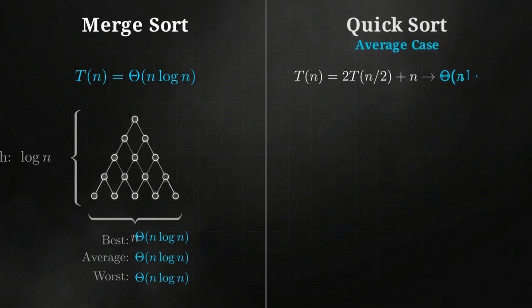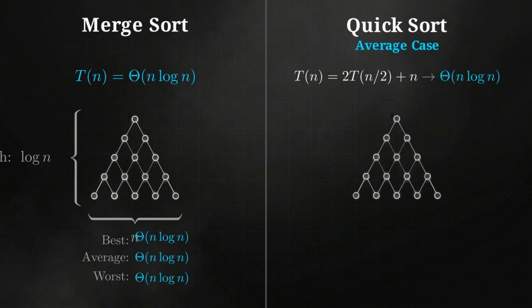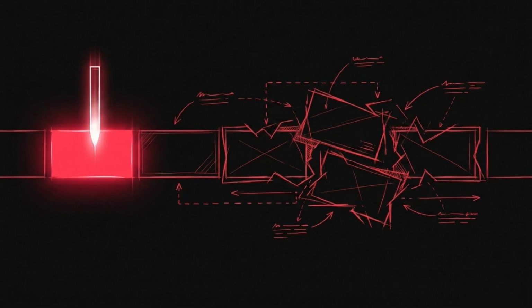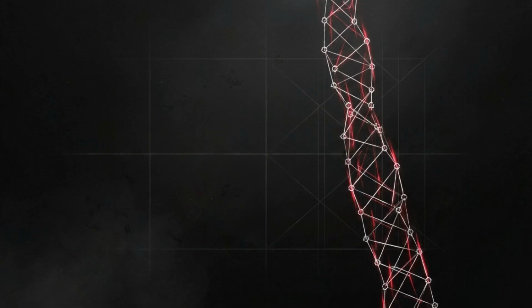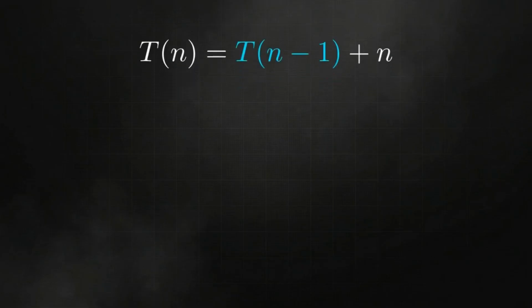Quicksort's average case mathematically mirrors this. Assuming the pivot reliably splits the data into relatively even halves, we get a balanced tree and an n log n result. But quicksort carries a mathematical vulnerability: poor pivot selection. If the array is already sorted and the algorithm repeatedly picks the largest or smallest element as the pivot, the partitions become completely unbalanced. Look at the worst-case relation.